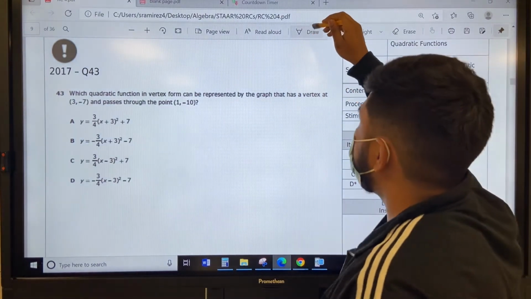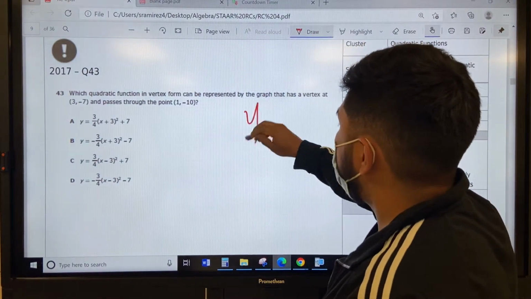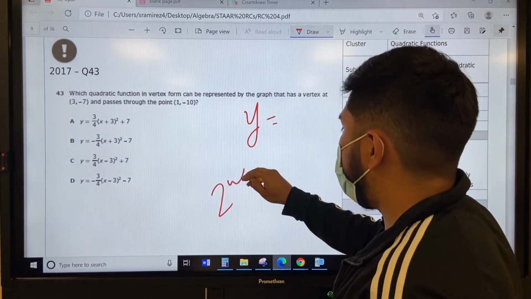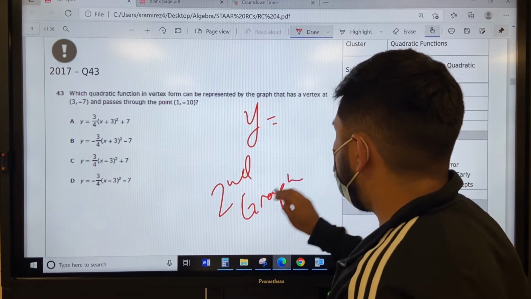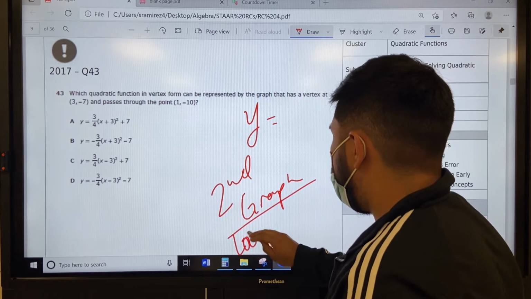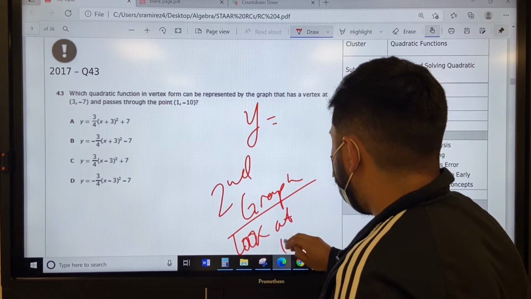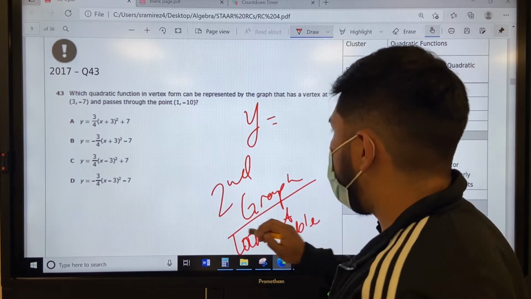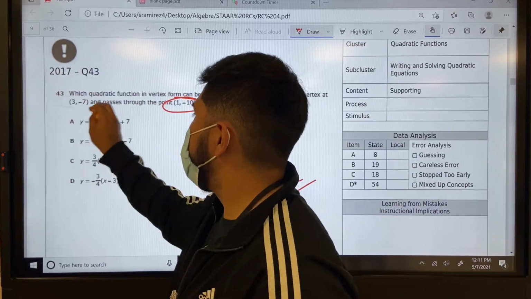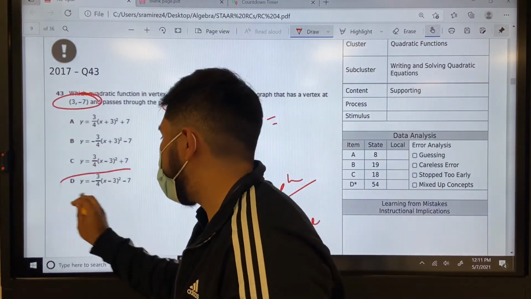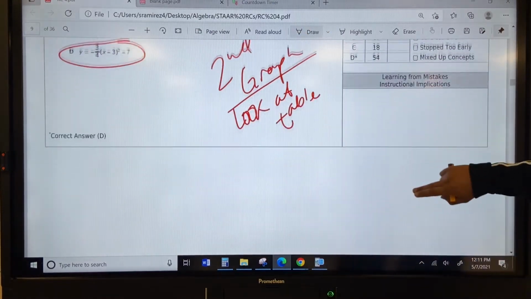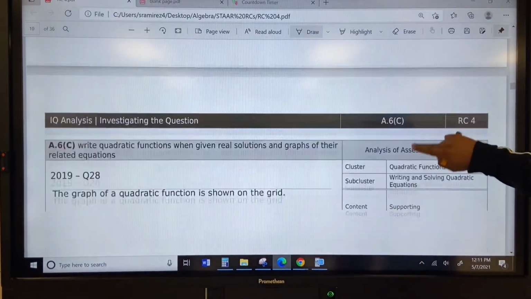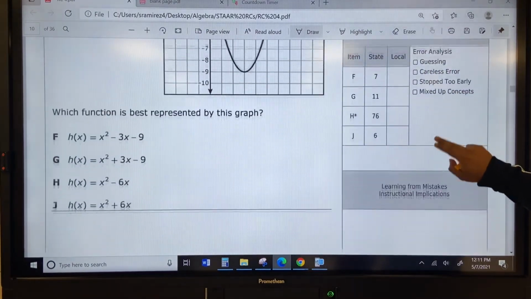So y equals second graph to look at the table. Look at table. And it should be this one, I think. Yeah. Again, we went over that in the previous videos, so I'm not gonna waste too much time.